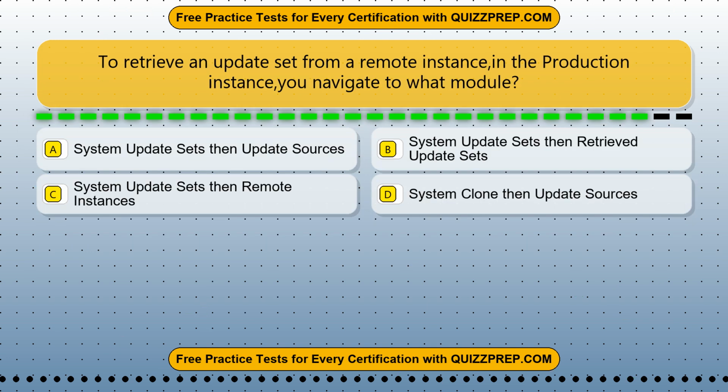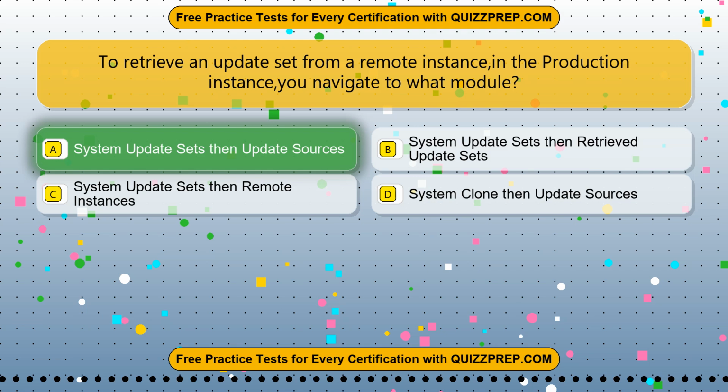Question 144. To retrieve an update set from a remote instance, in the production instance, you navigate to what module? Option A, System Update Sets then Update Sources. Option B, System Update Sets then Retrieved Update Sets. Option C, System Update Sets then Remote Instances. Option D, System Clone then Update Sources.